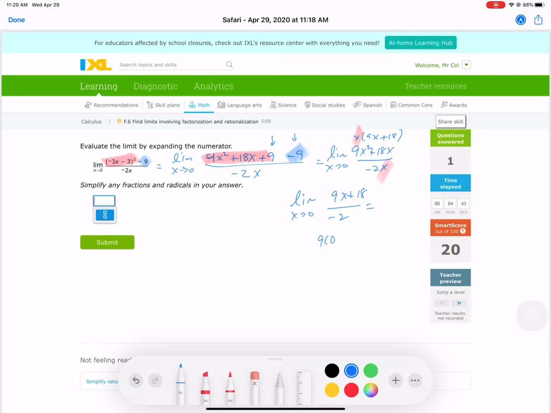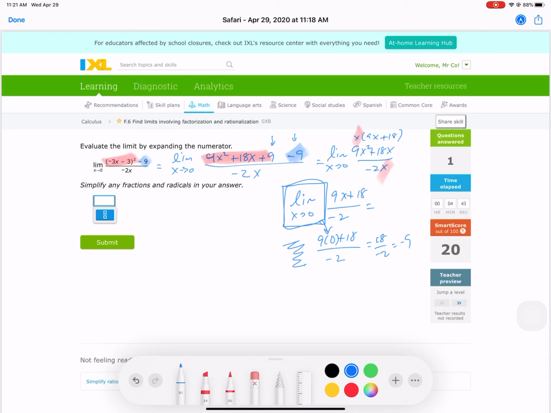9 times 0 plus 18. Now again, please be advised, as I mentioned before, we always have to keep writing limit until we plug it in. Once I plug it in, I don't write limit here anymore. That's going to be 18 over negative 2, which is negative 9.